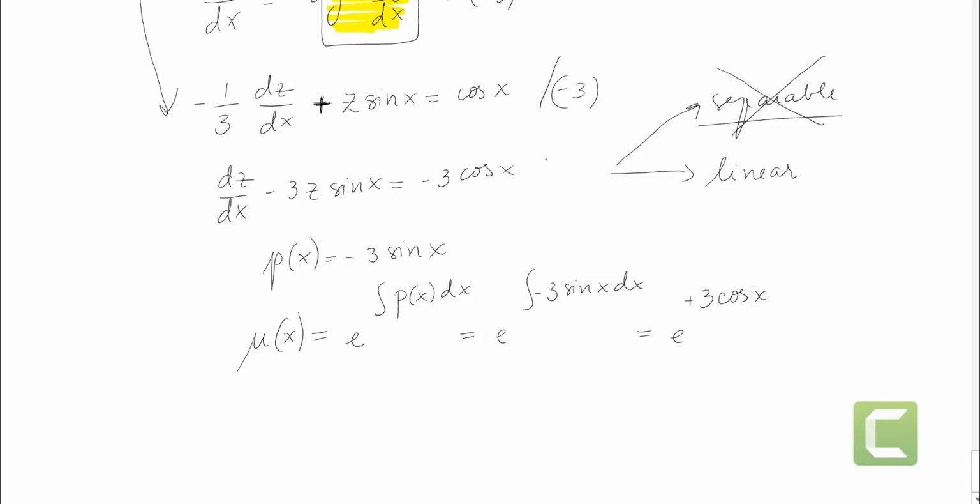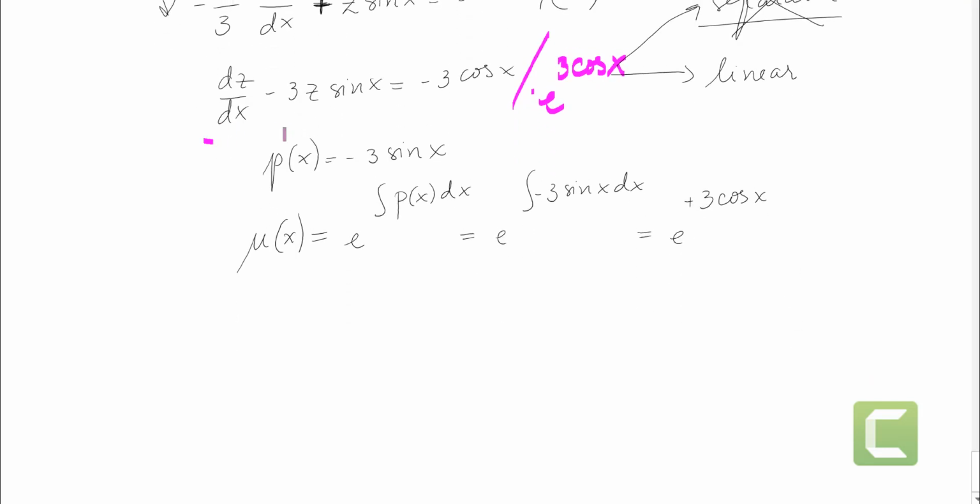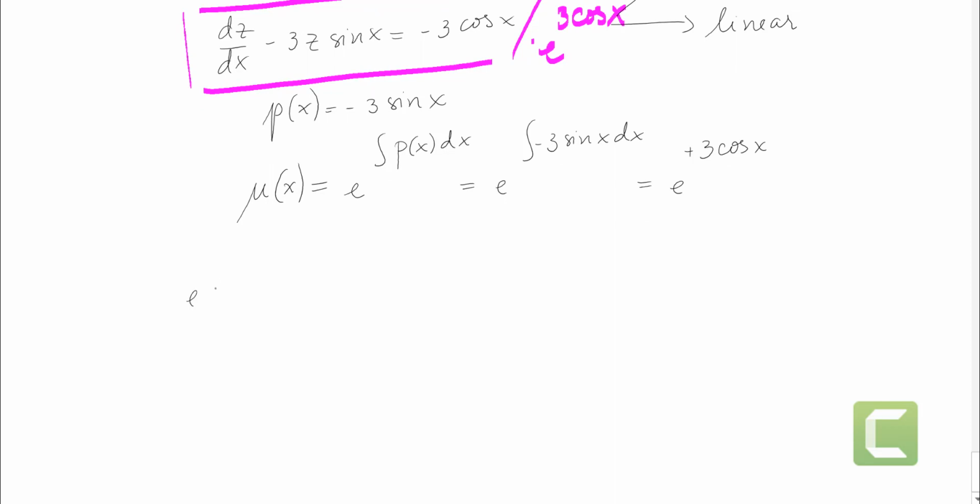So this factor that we found here, we are going to multiply this equation by it, e to 3 cosine of x, because the idea is we're going to get a perfect derivative on the left hand side. So let's see, e to 3 cosine of x dz/dx minus 3z sine of x e to 3 cosine of x equals negative 3 cosine of x e to 3 cosine of x.